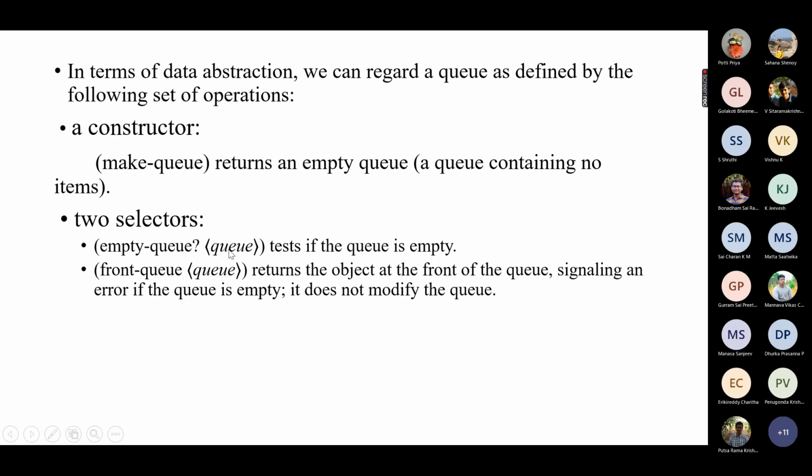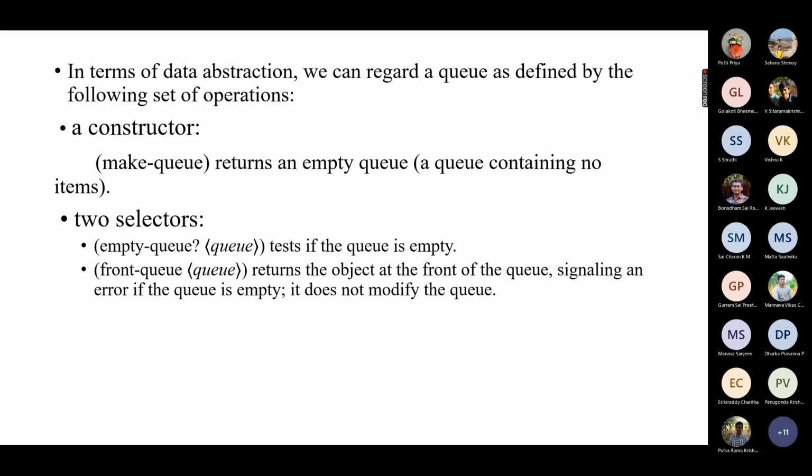It will return you true or false, right? And then front queue of queue returns the object at the front of the queue. Front queue is a procedure we have to write. This front queue will return an item if there is an item in the queue. If it is empty, it has to throw an error.